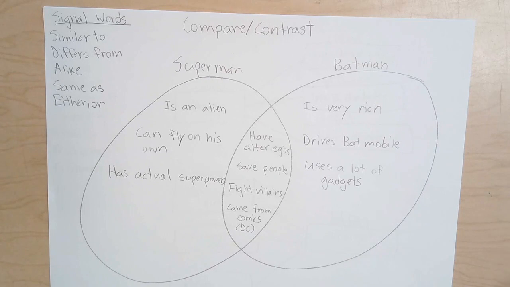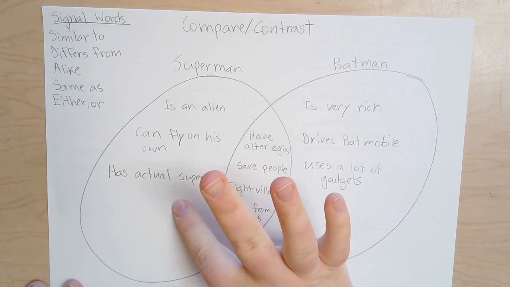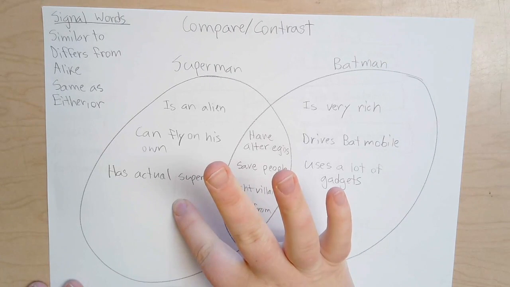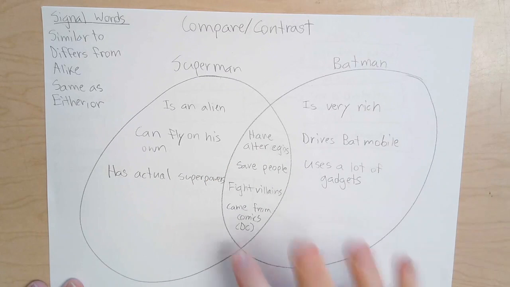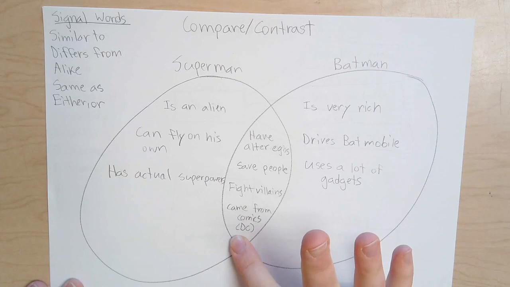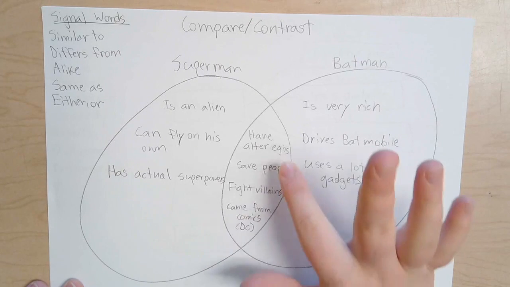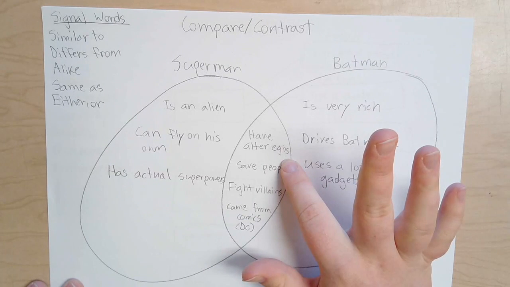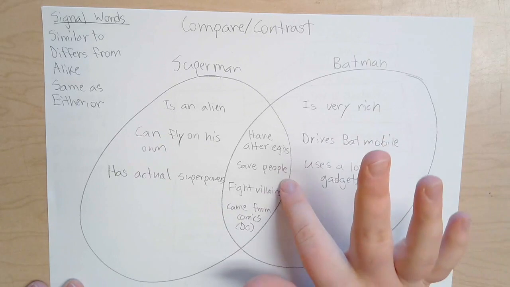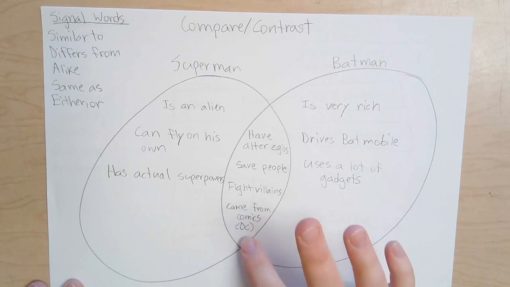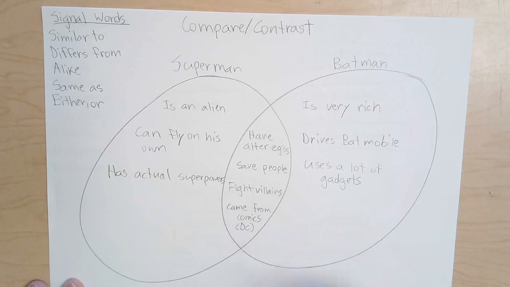So let's say you're reading an article where somebody is comparing and contrasting Superman and Batman. In this circle, we have things that only describe Superman, and in this circle, we have things that only describe Batman. In the middle, we have things that describe both of them. So both of them have alter egos. Superman's alter ego is Clark Kent. Batman's alter ego is Bruce Wayne. They both save people and fight villains, and they both came from DC Comics.